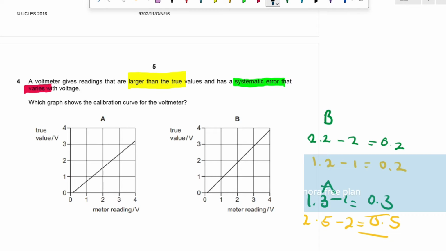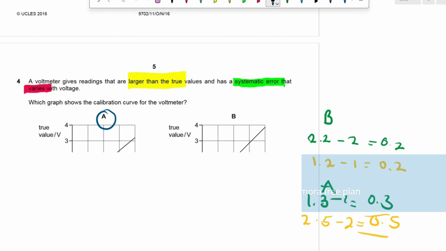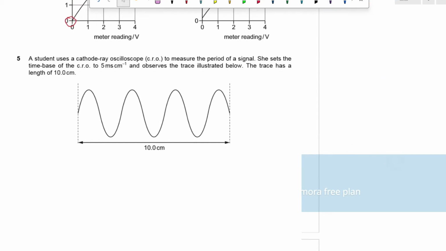On the virtue that the error has to change, the error has to vary. So it means that the answer has to be A. Very important for you to be keeping note of that. Move on to the next question.